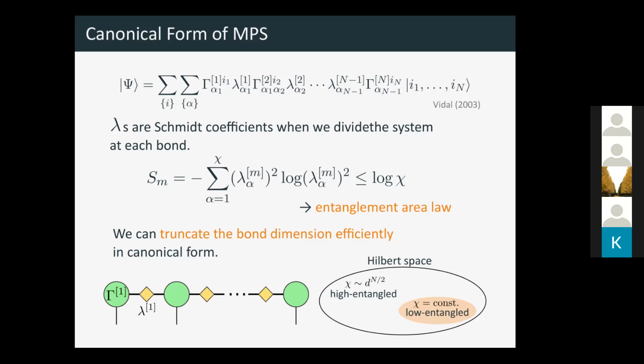Practically, if we take chi exponentially large, we are able to describe arbitrary quantum states, which are distributed over the whole Hilbert space. However, by restricting chi, we are able to describe only a small corner of the Hilbert space, where we have only low entangled states.